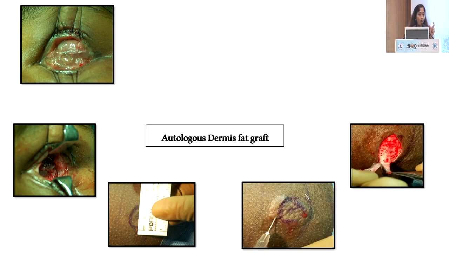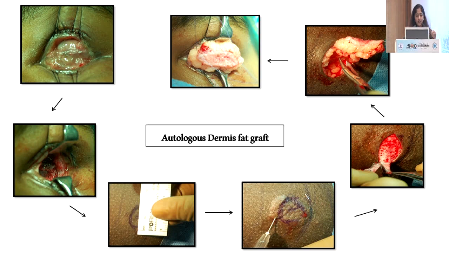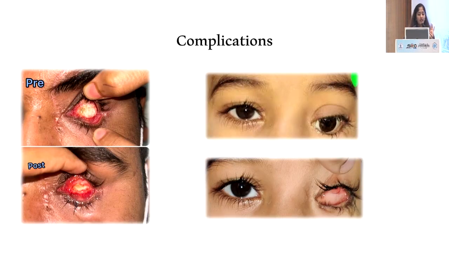Now if you want more volume, you can go in more obliquely and take more fat. The surface need not be very large per se. Once you have done that, you can make an incision right in the center as shown here in the diagram, harvest it and then suture it. DFG normally takes about 3 to 4 months on an average to epithelize.